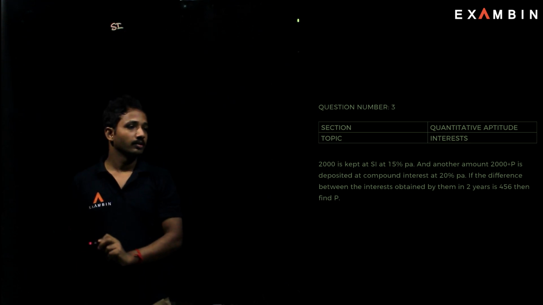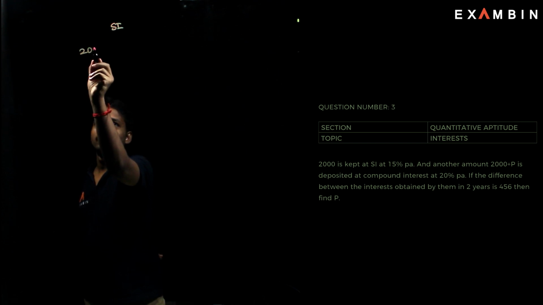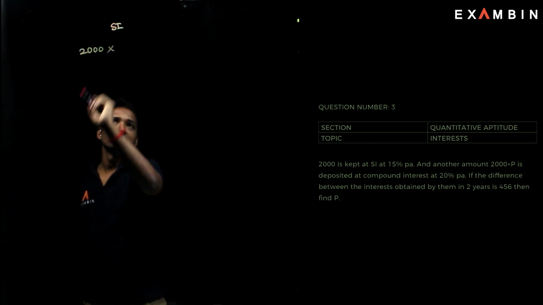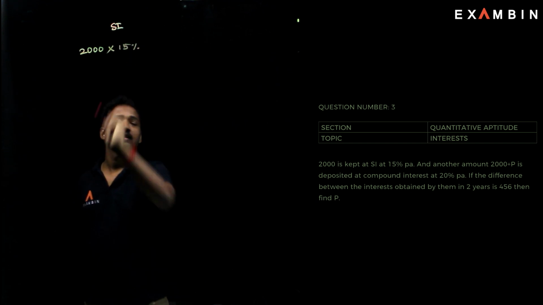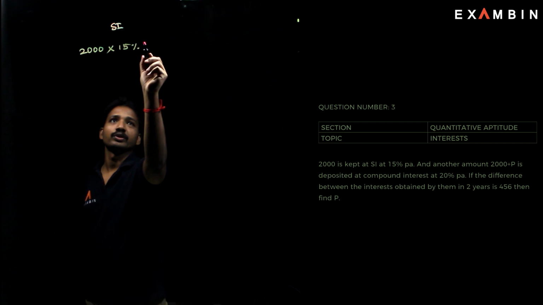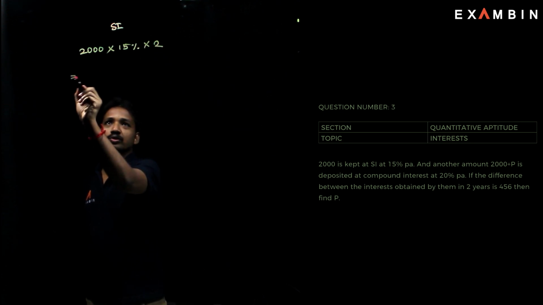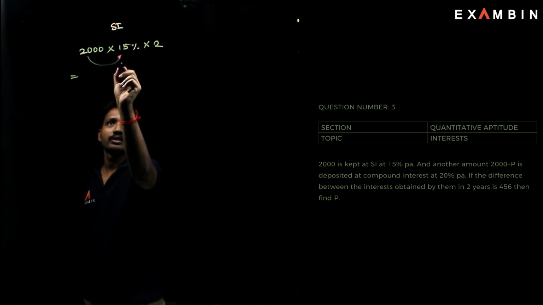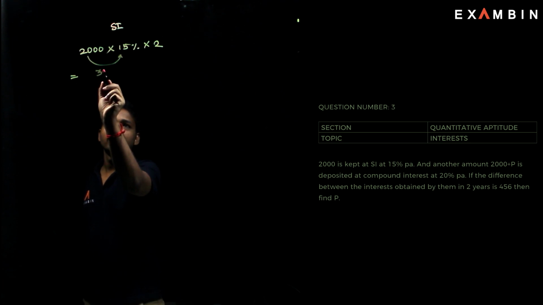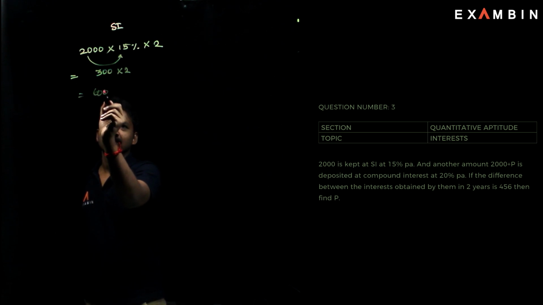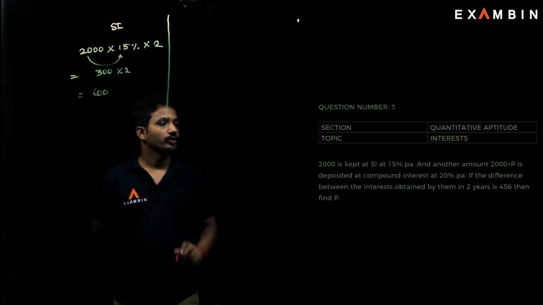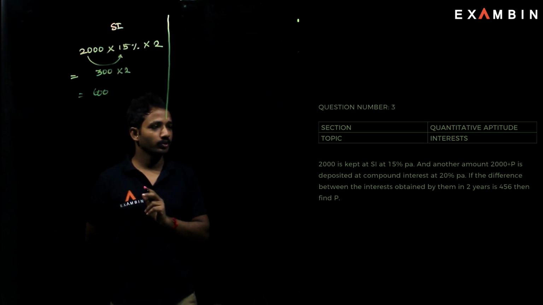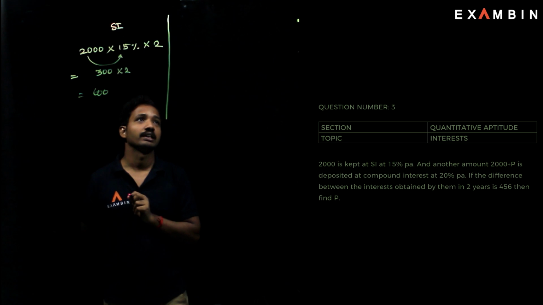Simple interest. The principal amount is 2,000 into interest 15%. Time duration is 2 years. So 2000 into 15% is 300, and for 2 years it is 600. Now 2000 plus P rupees is kept for 2 years at the rate of 20% compound interest.